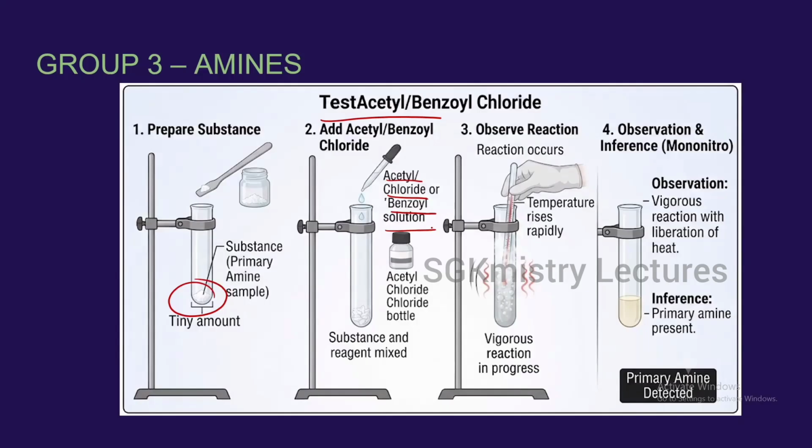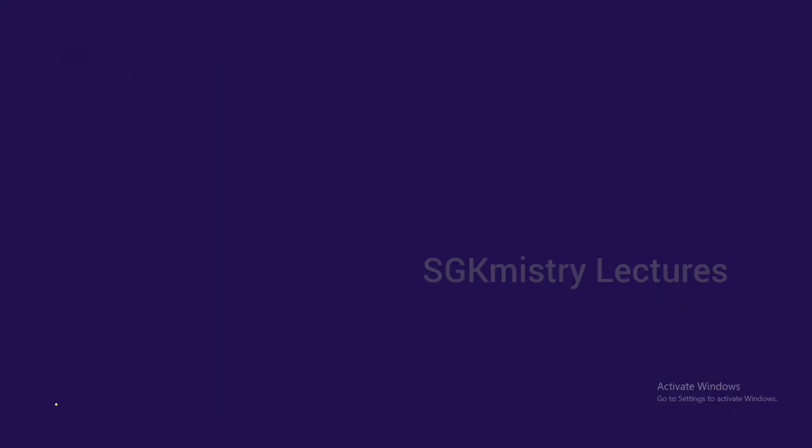Okay, so now what happens? The vigorous reaction takes place and there is the liberation of heat. So temperature rises rapidly. So when this happens, it is very clear that primary amine is present. So let us look into what is the equation for this particular reaction. First of all, here we are talking about aniline, C6H5NH2. Now we are going to add acetyl chloride, which is CH3COCl.